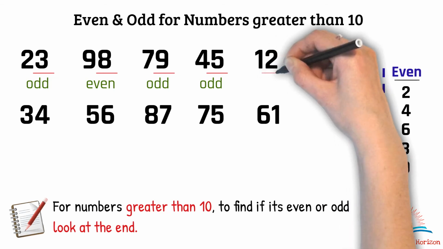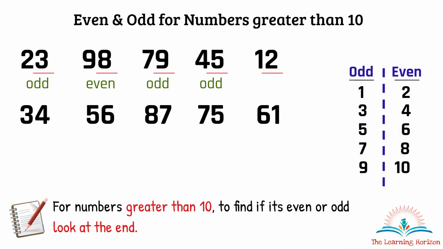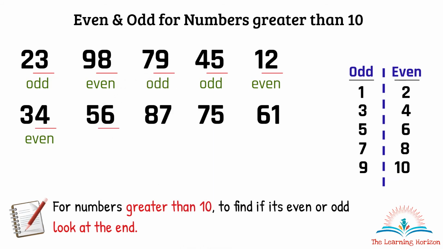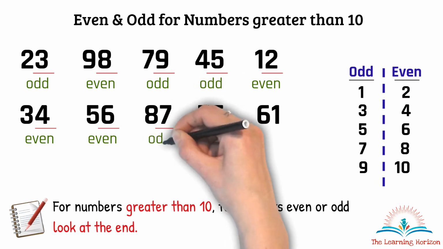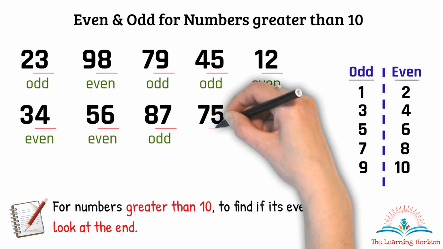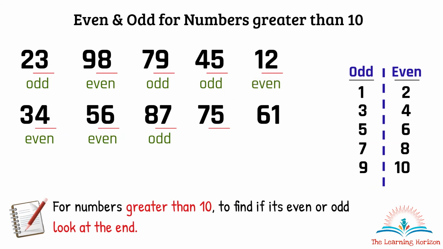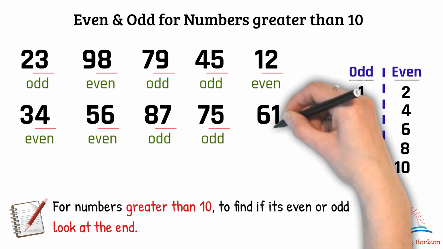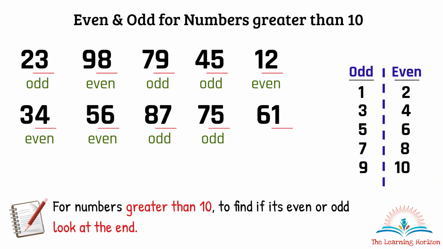2 is an even number, so 12 is an even number. 4 is an even number, so 34 becomes even number. 6 is an even number, so 56 is an even number. 7 is an odd number, so 87 is an odd number. 5 is an odd number, so 75 is an odd number. 1 is an odd number, so 61 is odd number.